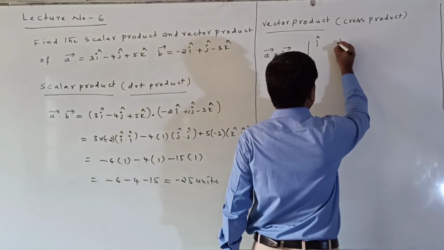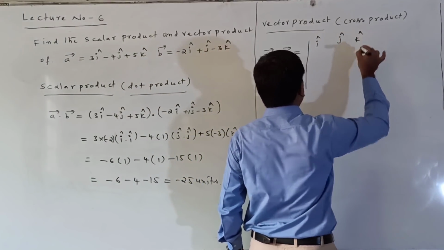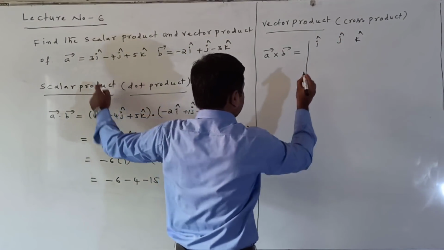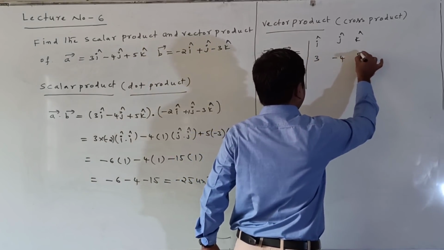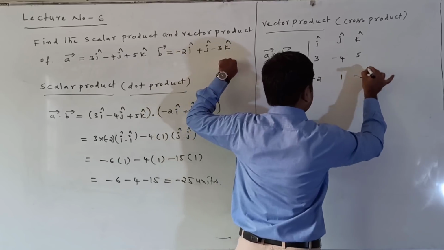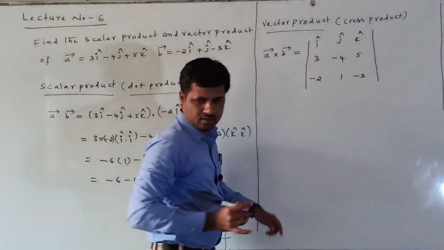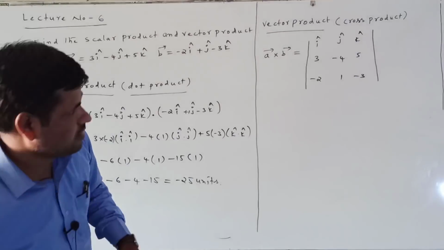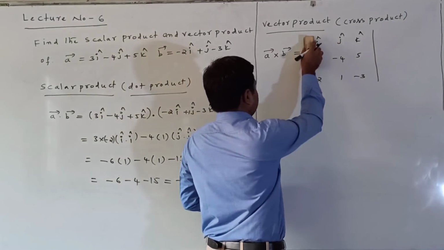Here i cap, j cap, k cap. Next, what will be there here? 3, minus 4, 5. Then minus 2, 1, minus 3.